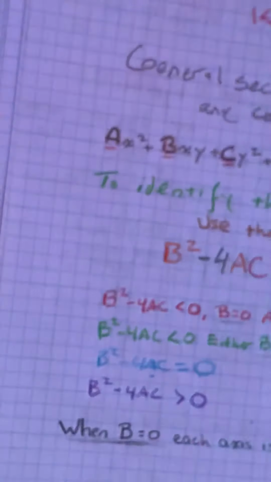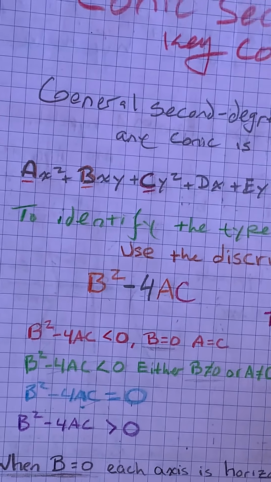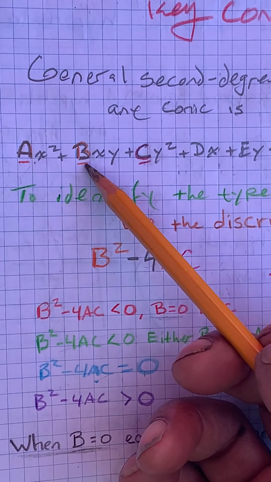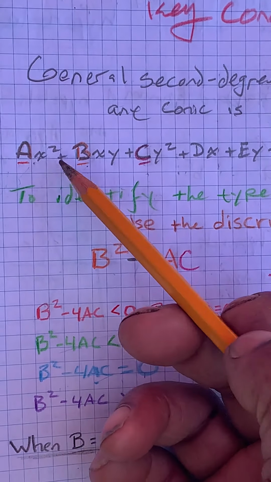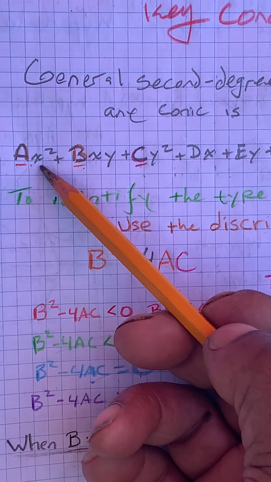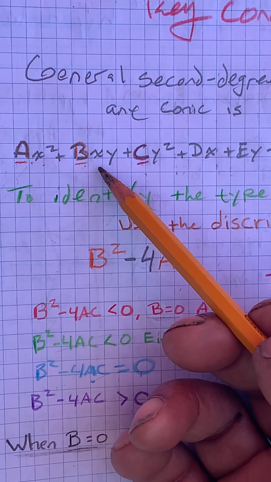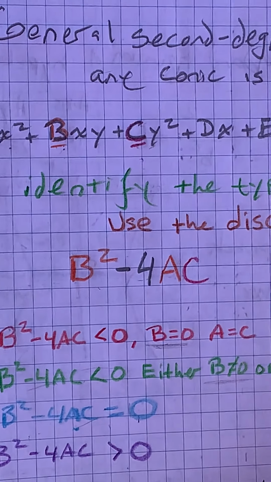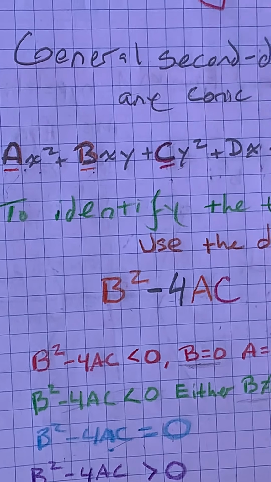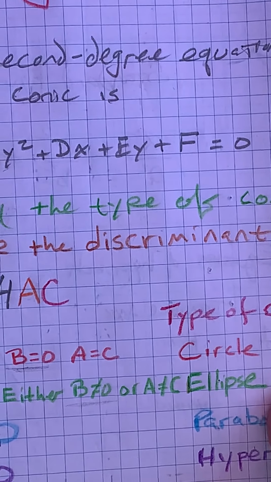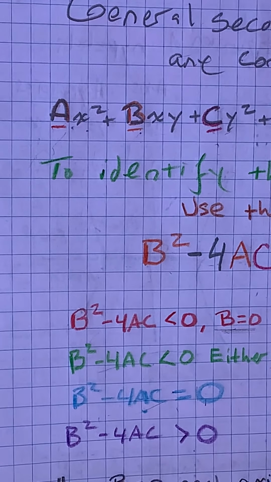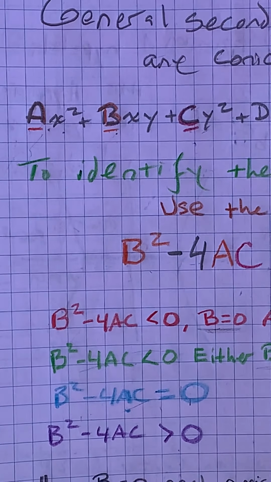Here we're doing something different with it. You notice that the letters are all capitals now, and they correspond with the capital A, the capital B, and the capital C. And notice that this A is always with the x squared, this B is always with an xy term, and the C is always with the y squared. Okay. We'll worry about the D, E, and F later, but for this part, this is the most important part, those three things.